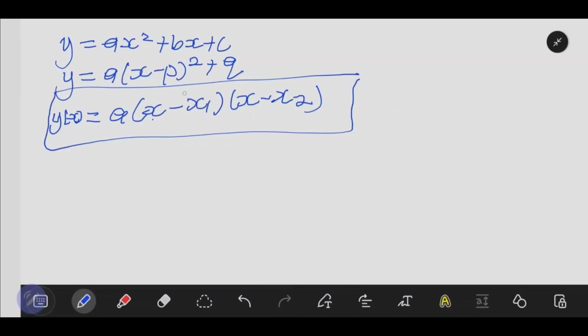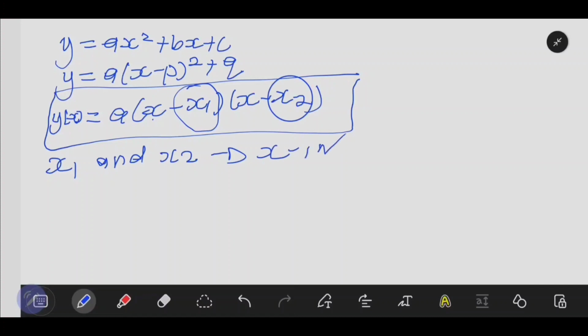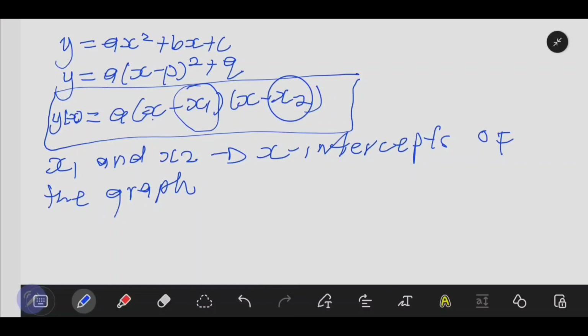And then now we have x1 and x2. The two, they determine, or they tell you about the x-intercept of the graph. So basically, when you see this equation and when you see x1 and x2, you just know that these are the x-intercepts on the graph.